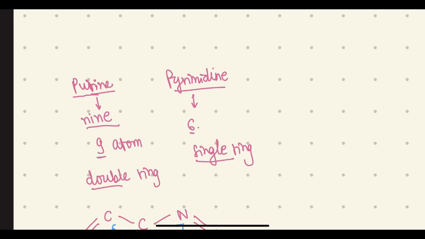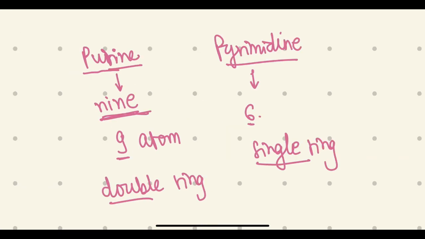Hi, today I'll be talking about the structures of purine and pyrimidine and their sources of atoms, an easy way to remember them for purine. I'll talk to you about pyrimidine in a later video. Purine is a 9 atom structure. The way you can remember it is purine is 9, and pyrimidine is a 6 atom structure.